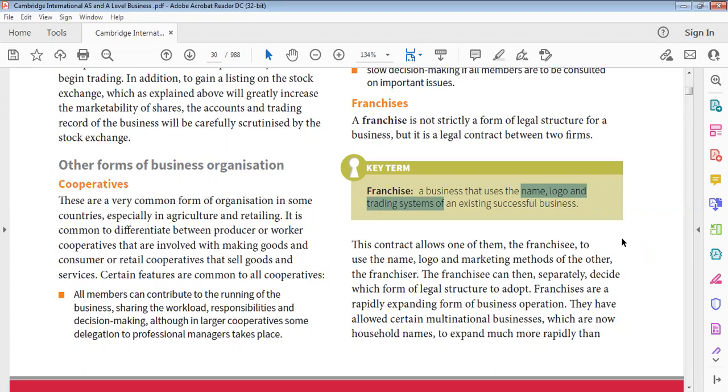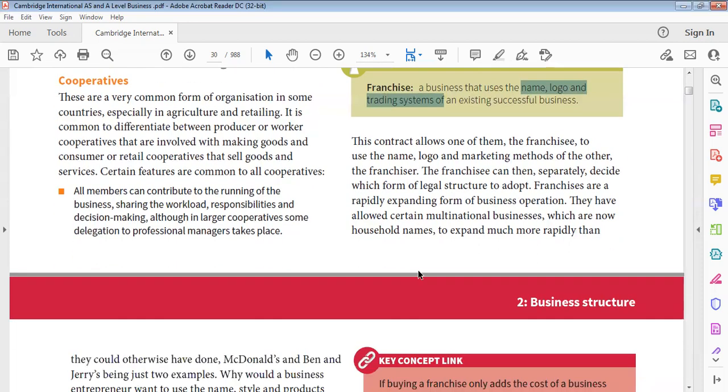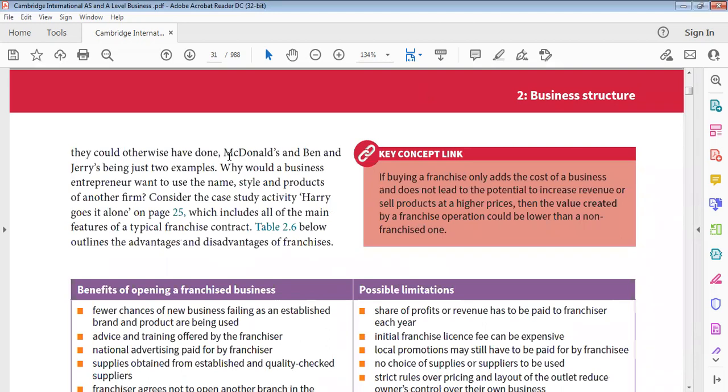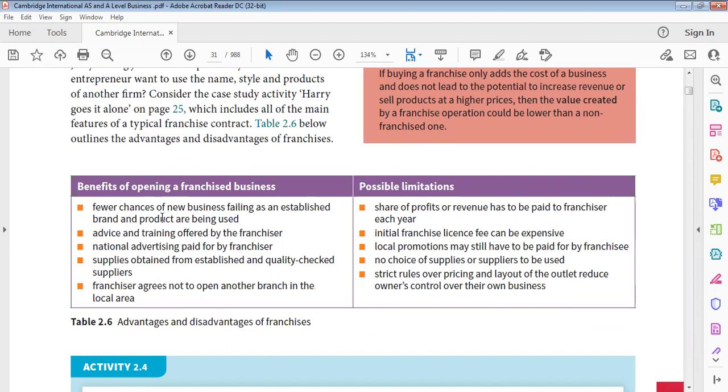So in fact, it is actually a totally different type of business. You cannot say it is like a sole trader or a partnership, even though they might operate like that. But in general, it is considered as a separate form of business. So they're giving example of McDonald's. And there are also benefits and problems of franchises as well.